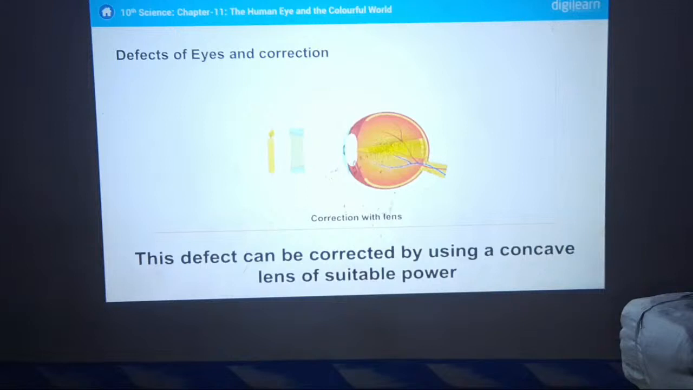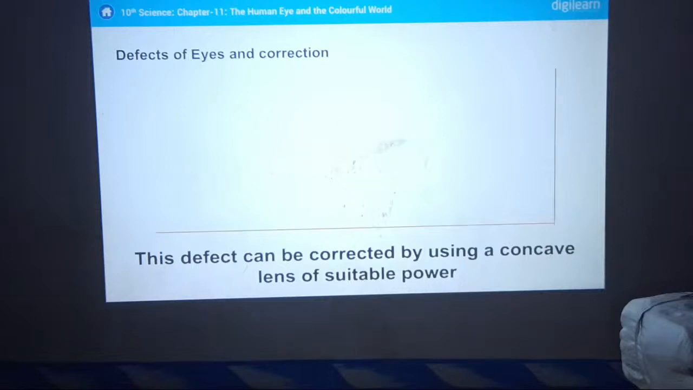Correction of myopia. This defect can be corrected by using a concave lens of suitable power. A concave lens of suitable power will bring the image back onto the retina, and thus the defect is corrected.